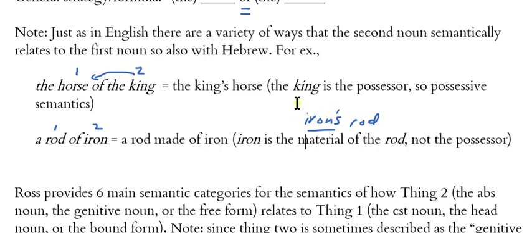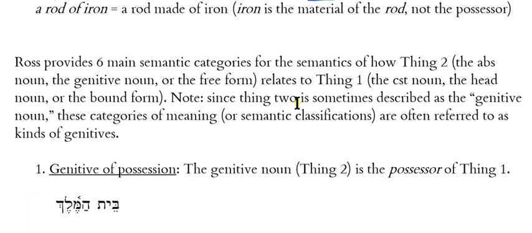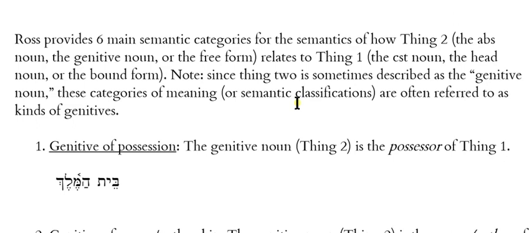Okay? So in English, we have these different semantic nuances of using the noun of some other noun. And the same is true in Hebrew. Ross provides us with 6 semantic categories for how thing 2, the absolute noun or the genitive noun or the free form, how thing 2 relates to thing 1, which is the construct noun, the head noun, or the bound form.